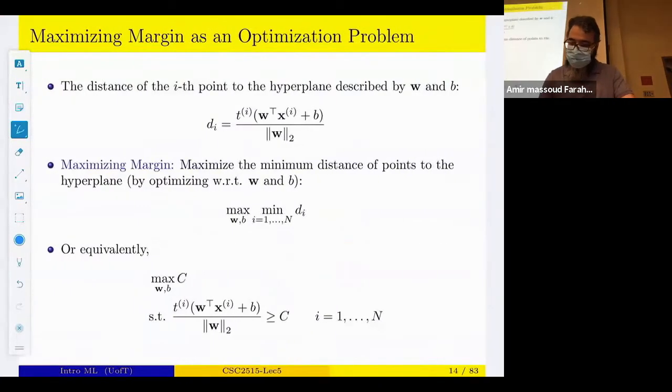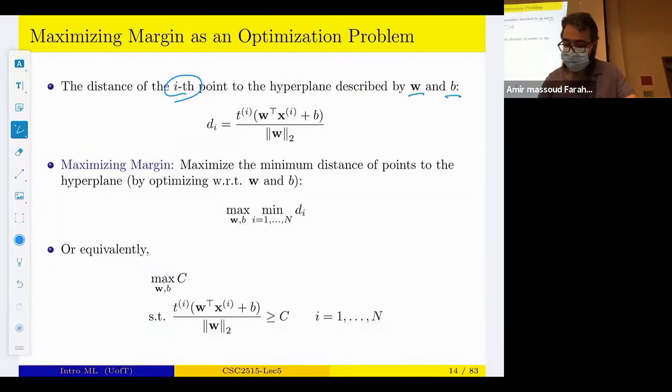Okay. So what was the goal though? We wanted to maximize the minimum distance. So what it means is, okay, let's try to write it. The distance of the i-th point to the hyperplane, which is described by W and b, we just use the same formula as before.